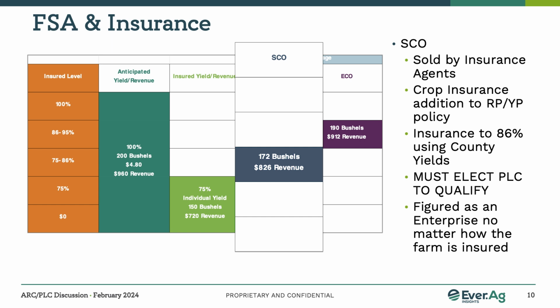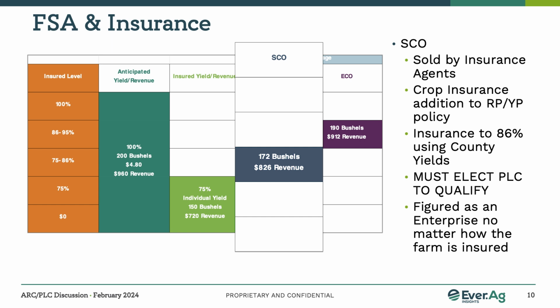The reason why we are talking about SCO is because you must elect PLC if you choose the SCO program. It is a highly subsidized product. It is an excellent program. However, because it uses 86% of the county yield, it is too close to mimicking the ARC County. So if you elect ARC County and you also choose SCO, you will not get to take advantage of the SCO program.